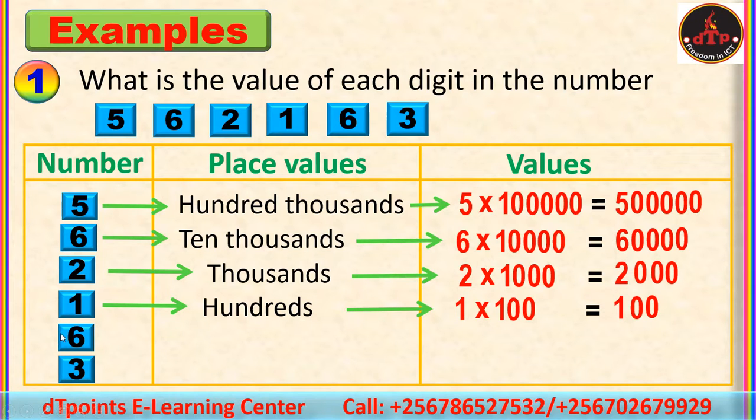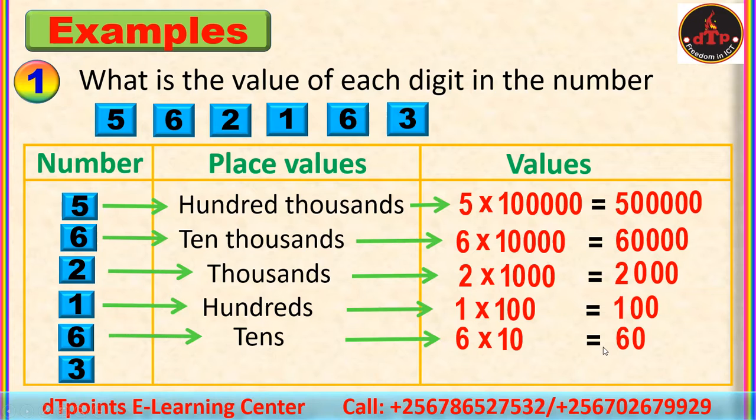We can proceed and look at 6. The place value of 6 is 10s. And then we can continue and say 6 times 10 in order to find the value of 6, which is 60.